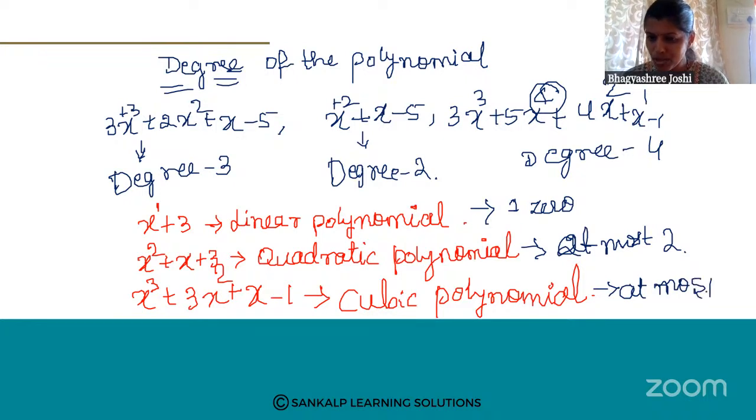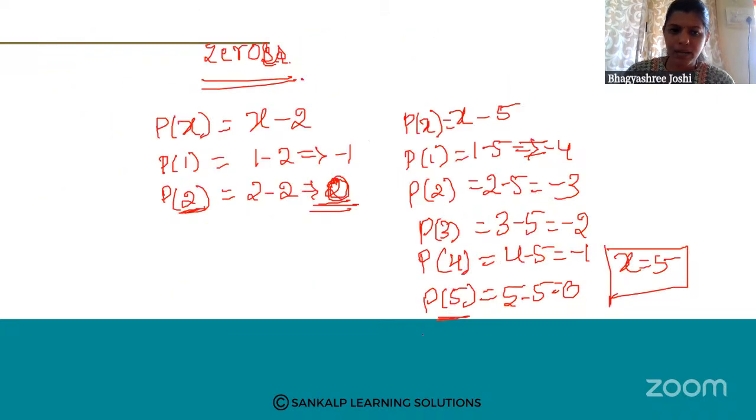So at most 3. Now, if it is an nth degree polynomial, how many zeros does it have? That polynomial has at most n zeros. Okay, remember. Next, there is another thing, that is zero polynomial and non-zero polynomial. Okay, so there are another two types of polynomials, zero polynomial and non-zero polynomial.